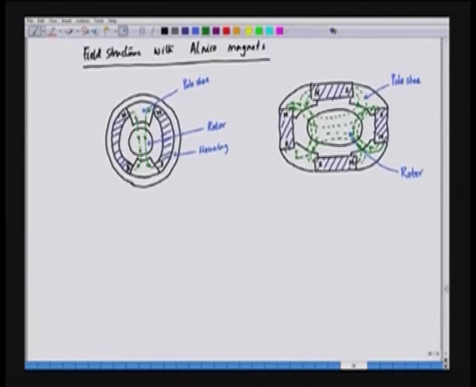So, in this case we have a 4 pole structure, and this is realized using 4 Alnico magnets, and these magnets are long magnets. Now, we can have another structure also in which we have the rotor and we have again long magnets. This is the magnet in this case, and then we have a stator core.